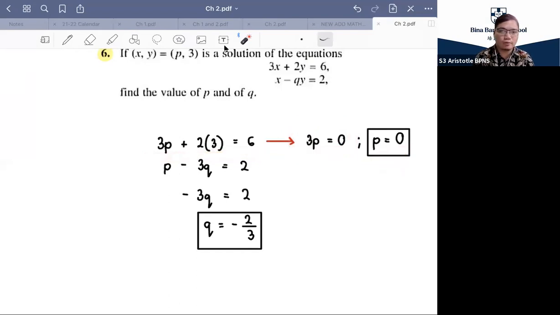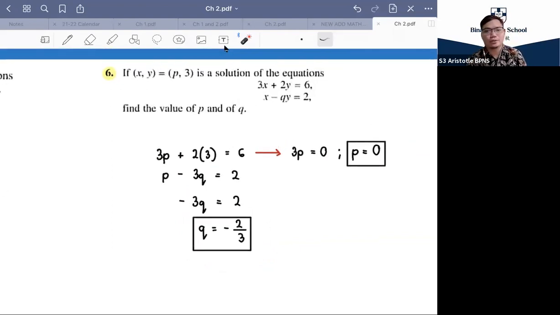And then for my q, or for the value of q, use your second equation here. And then, of course, knowing p is equal to 0, this one is basically no more, right? No more p. So you just bring down negative 3q equals 2. So therefore, q is negative 2/3. And that's it. All right, for number 6. Okay, any question, class, for number 6? Any question for number 6?